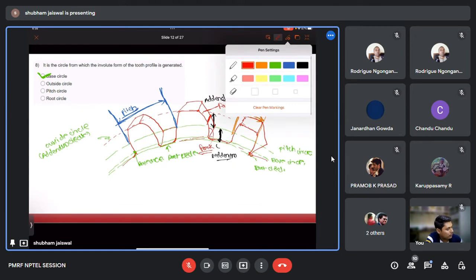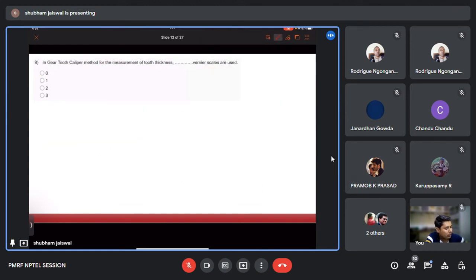Okay, so moving to our next question. In the gear tooth caliper method, for the measurement of the tooth thickness, blank vernier scale are used. How many vernier scales are used in the gear tooth caliper method to measure the tooth thickness? 0, 1, 2 or 3? Anyone? Two, sir. Okay. And what are those?